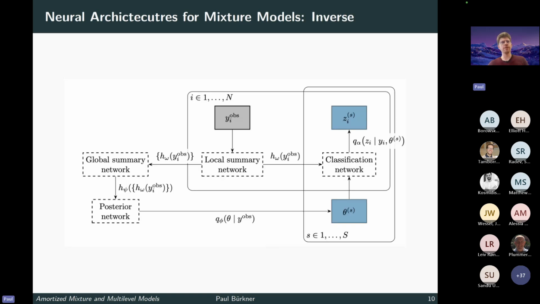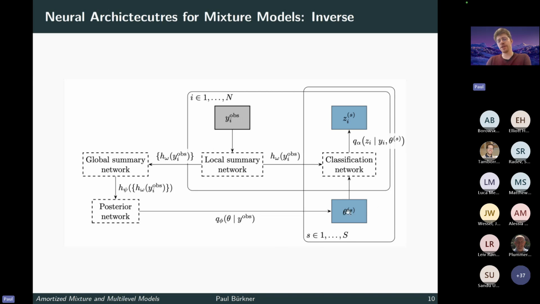And then, of course, we can do the inverse process. When we actually have observed data, here called Yi obs, after training, we can do inference and get the posterior distribution of both the mixture indices and of our hyperparameters theta. So we are feeding our observed values Y obs into the local summary network. The output of the local summary network goes into the classification network. The local summary network also gives all the information to the global summary network, which then transforms this into a summary for the global inference network, our posterior network, giving us a distribution over our hyperparameters theta.